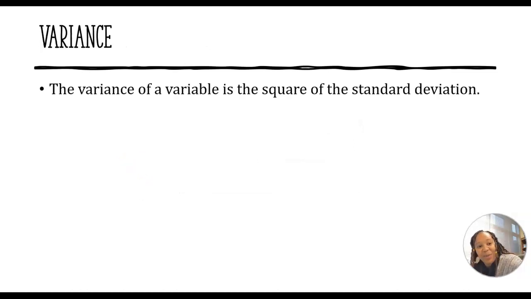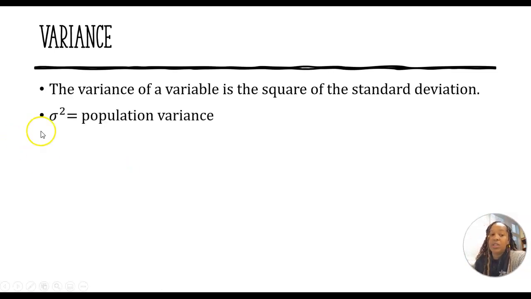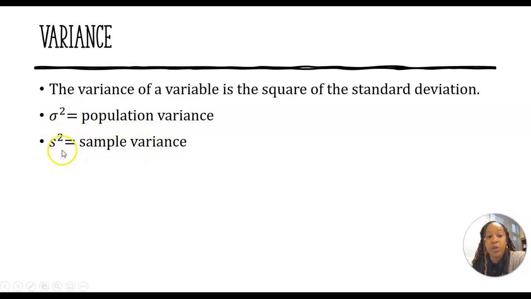All right, and so now let's talk about what the variance is. The variance of a variable is the square of the standard deviation. So you have to calculate the standard deviation, then you just take the square of it. So we use two symbols. We use sigma squared to represent the population variance. So now we know that sigma is the population standard deviation, so all you do is square that to get the population variance. And s squared is the sample variance. So we know that little s is the standard deviation of the sample, so if we want the sample variance, we just square little s.